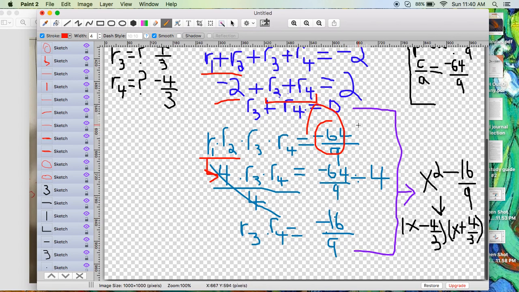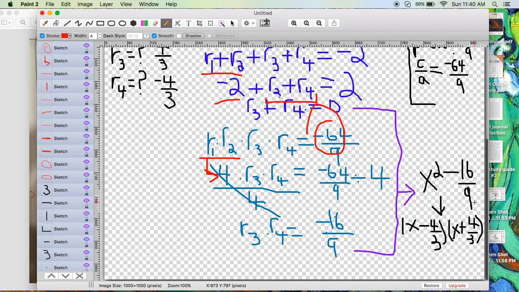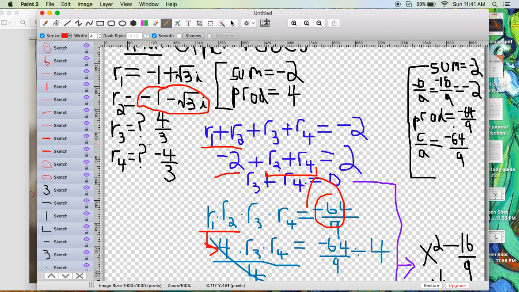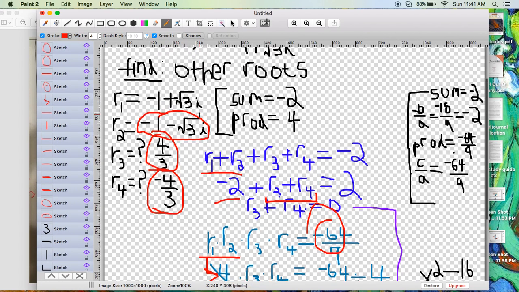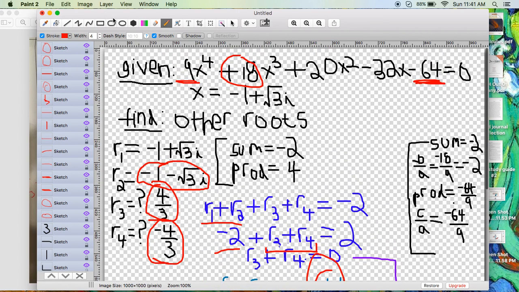Then you use the sum and product of the missing roots that you found, and you put them into a quadratic equation, which is x squared minus 16 over 9. This equation can be factored with difference of two squares, which is x minus 4 over 3 and x plus 4 over 3, which means that your two missing roots are negative 4 over 3 and 4 over 3. And now you found all 4 of your roots using the sum and product.